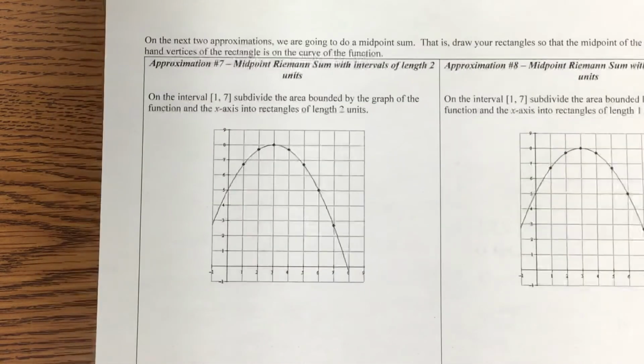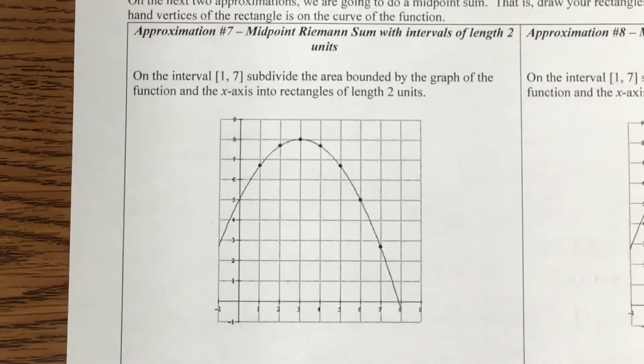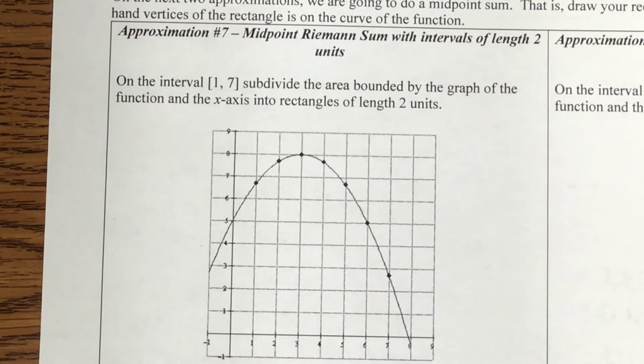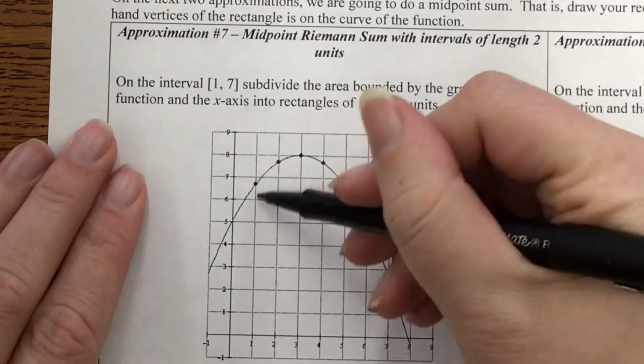Okay, moving on to the next page. The next thing we're going to do is called midpoint Riemann sums. These get a little bit more complicated. We're doing the same basic principle, but this time, instead of doing the left side or the right side, you have to find halfway between the left and the right side.